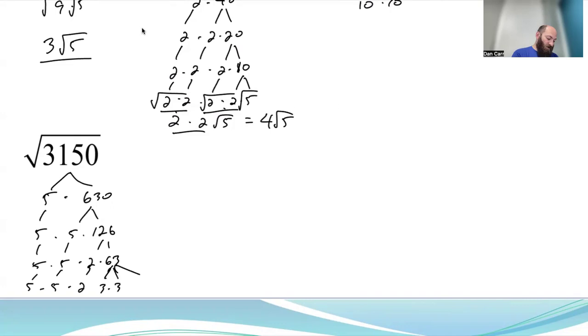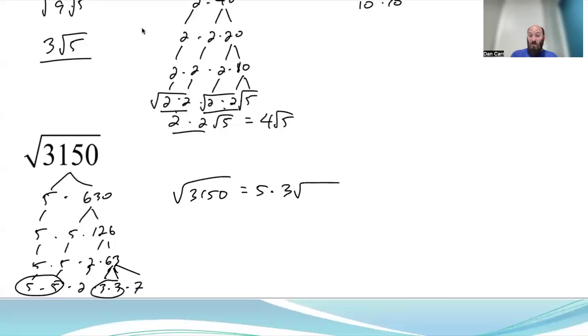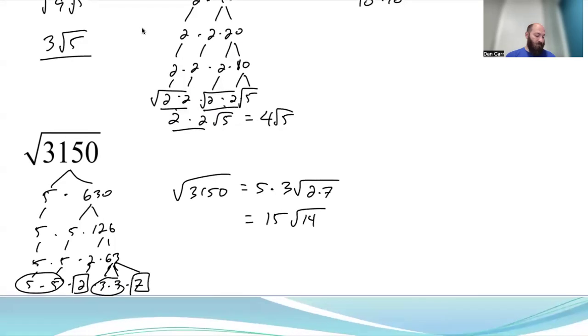So because of that, I'll do 3 times 3 times 7. Okay, well, then I start looking for my pairs. Here's a pair of 5s and a pair of 3s. So the square root of 3,150 is equal to 5 times 3. What's left on the inside of the radical is everything that did not pair up, like the 2 and the 7. So I'm going to leave that as multiplication on the inside. Well, 5 times 3 gives me 15, and then 14 on the inside. And that's it for our simplifying for that case.